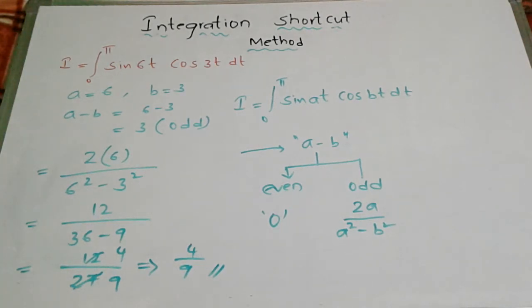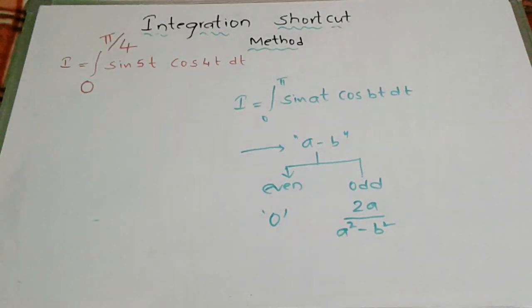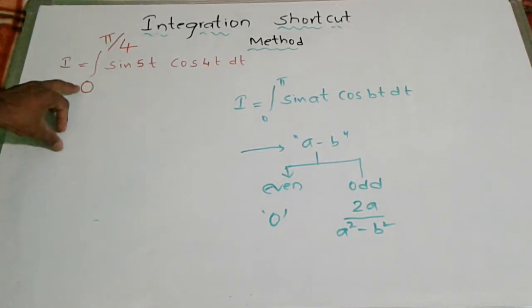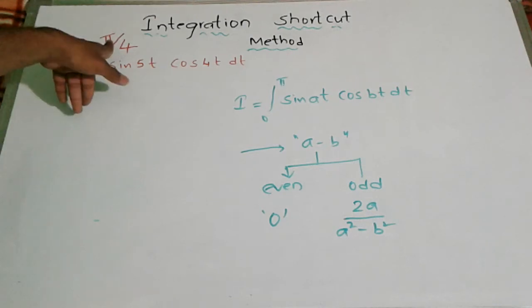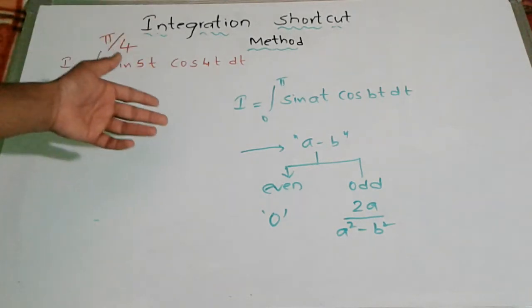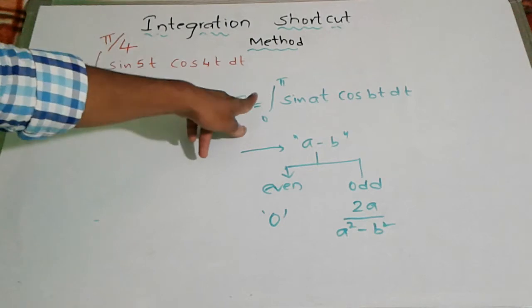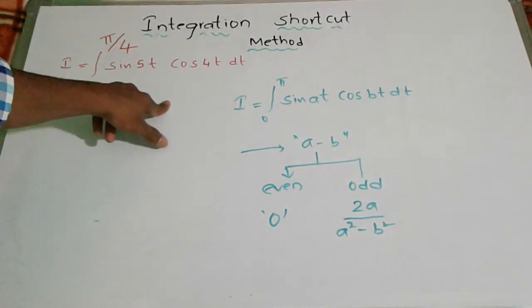Let's move on to the next example. Okay guys, this is the second example which we have, and first of all you have to check whether this is in the general format or not. You can see over here the integral is 0 to pi by 4, and in the general format we have 0 to pi, right? So this is not in the general format.